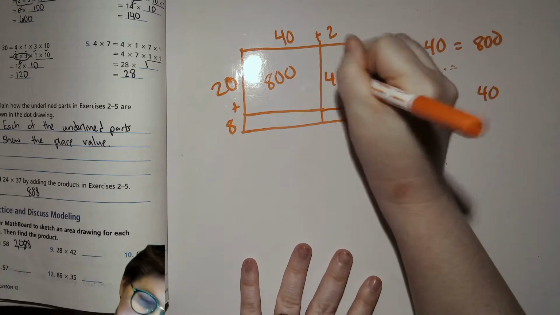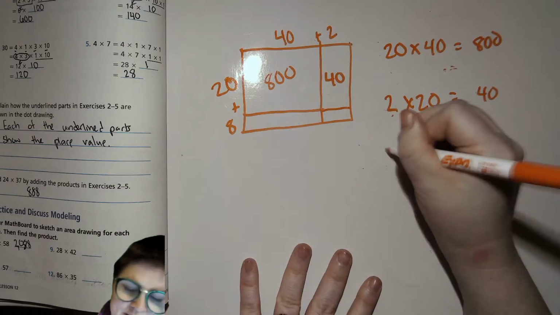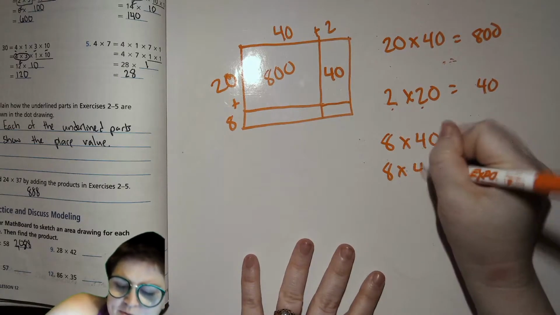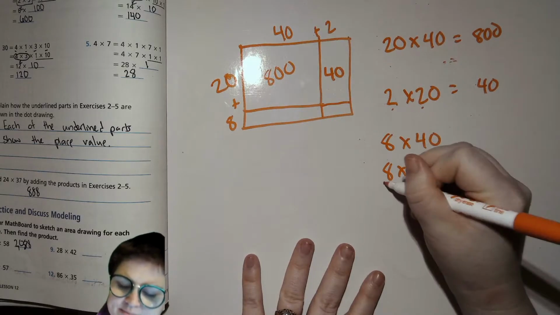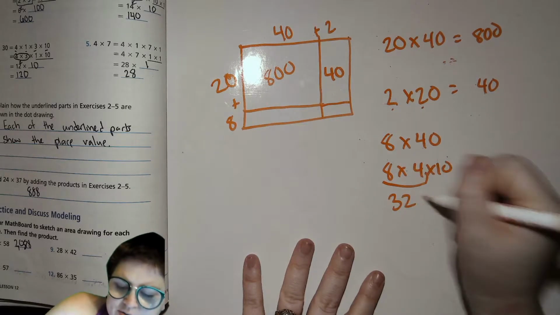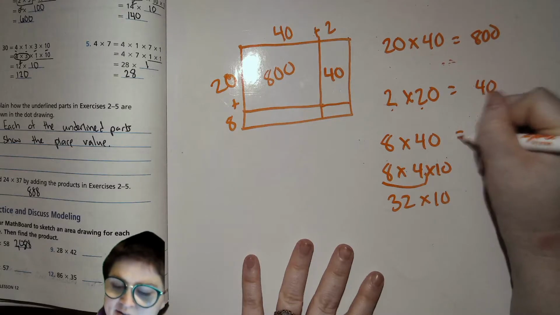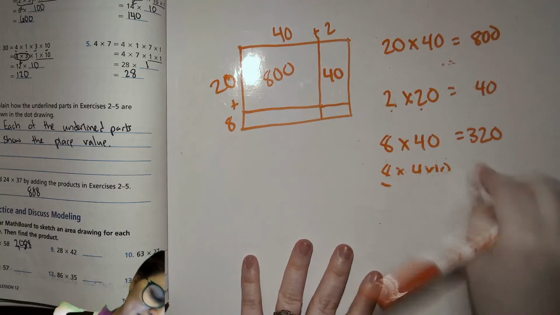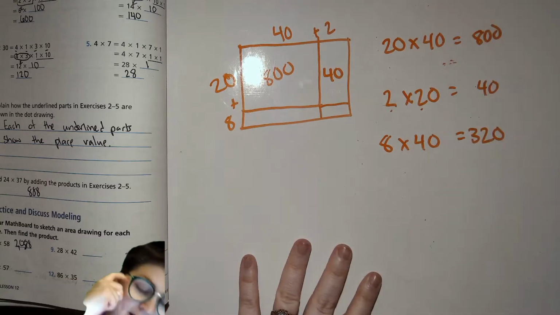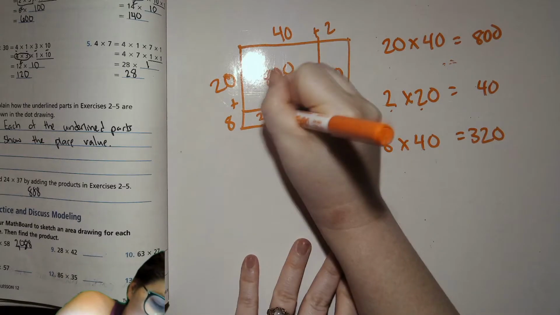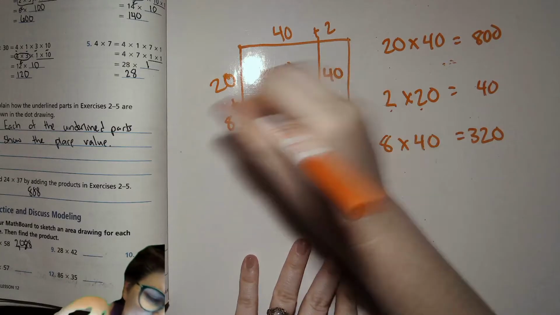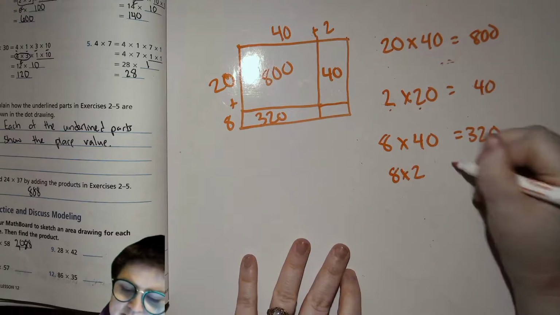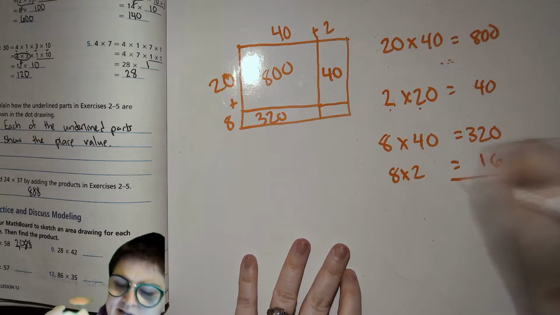Okay. Then we'll do our 8 times 40. So 8 times 40 is 8 times 4 times 10. 8 times 4 is 32 times 10, 320. 32 tens, right? So that's 320. And then we'll do our 8 times 2, which is 16. And then we just add all that up.